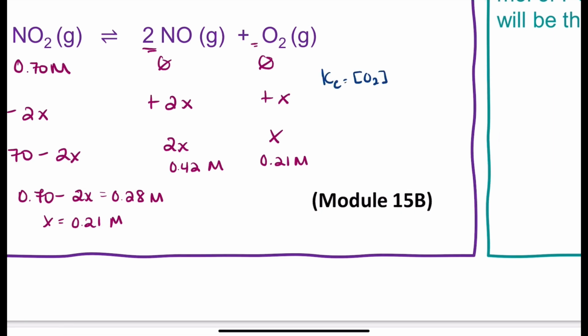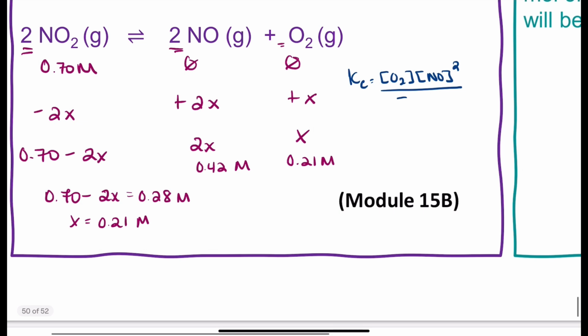Kc will be the O2 concentration times my NO concentration squared. Again, these are concentrations at equilibrium, divided by my NO2 concentration squared.